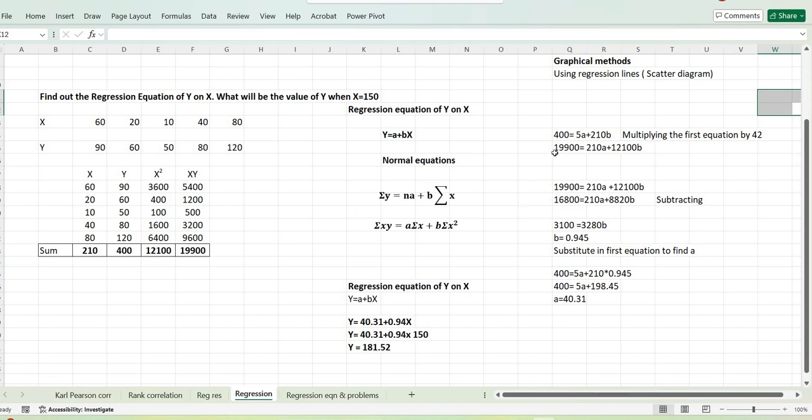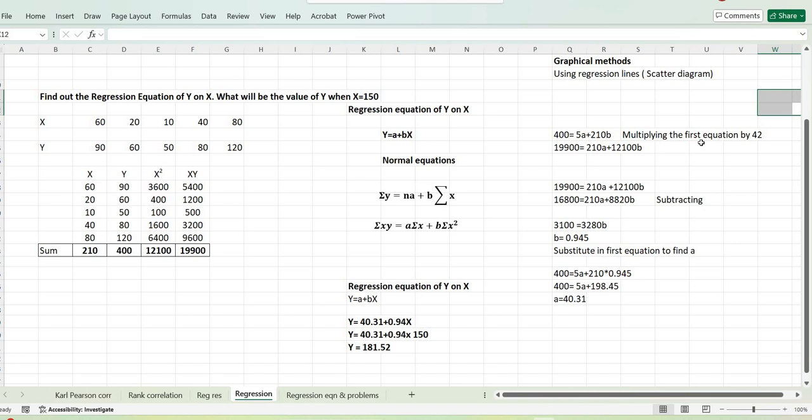Sigma y is 400. So 400 is equal to, sample size n is 5, so 5a plus b sigma x, so 210 into b. The second equation, sigma xy, is 19,900 is equal to a sigma x. Sigma x is 210, so 210a plus b sigma x square, which is 12,100 into b. So we have two equations. Now to solve this, we have to eliminate one, only then we can do it.